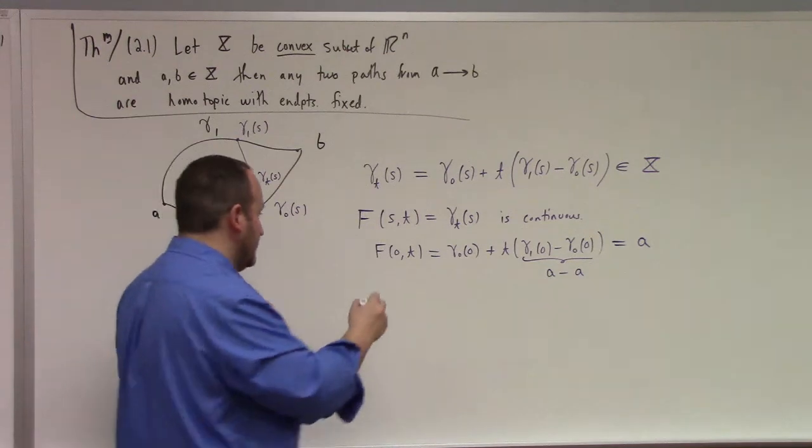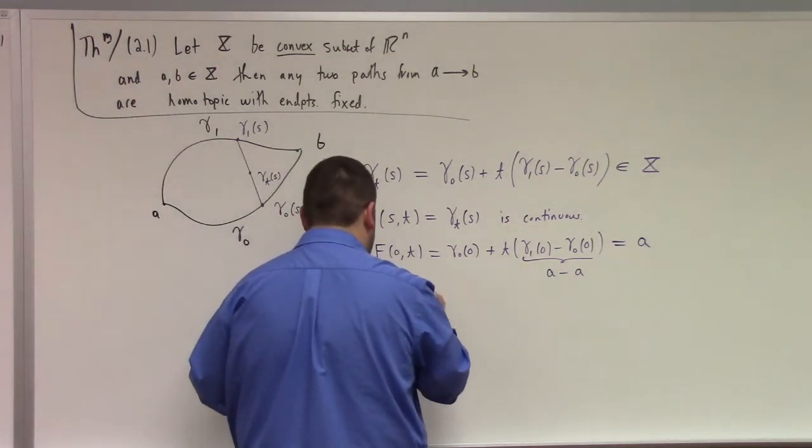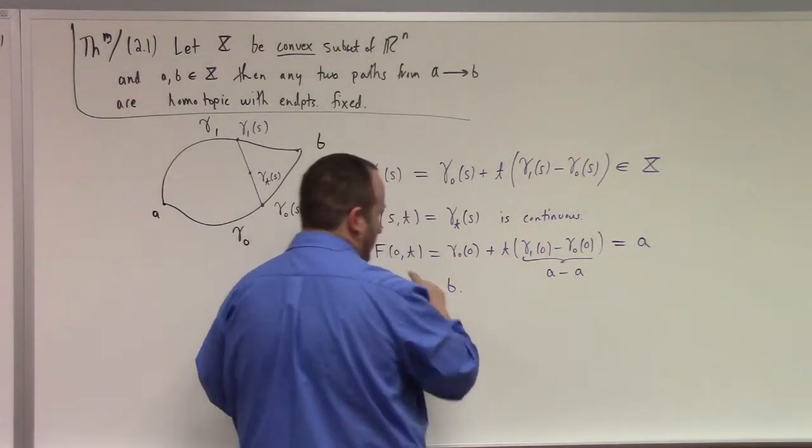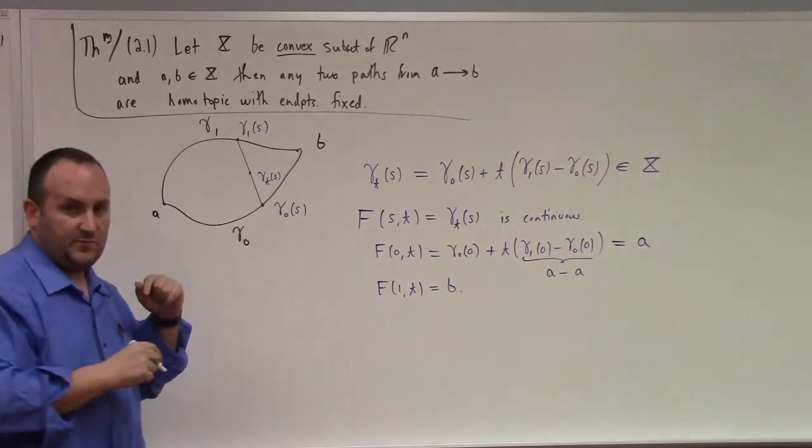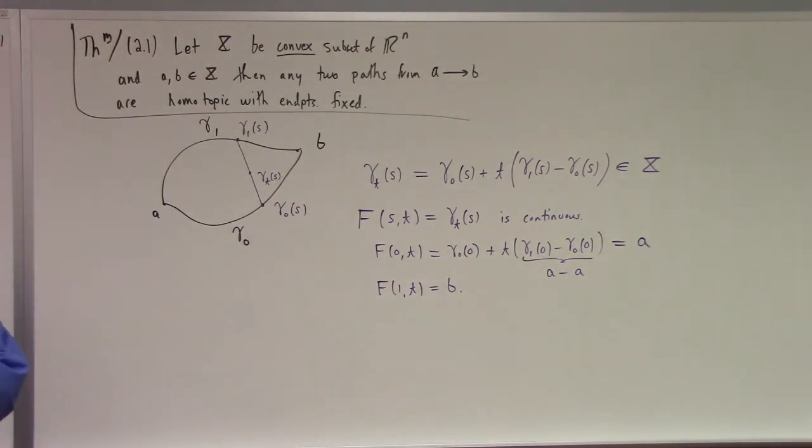And likewise, F of 1, T is equal to B through a very similar calculation, because the given paths terminate at B, and the T cancels out because B minus B is 0. So this is in fact a homotopy between these two paths, gamma 0 and gamma 1, in a convex set. Does that make sense?